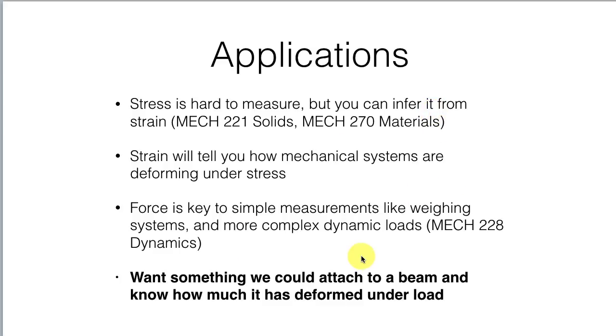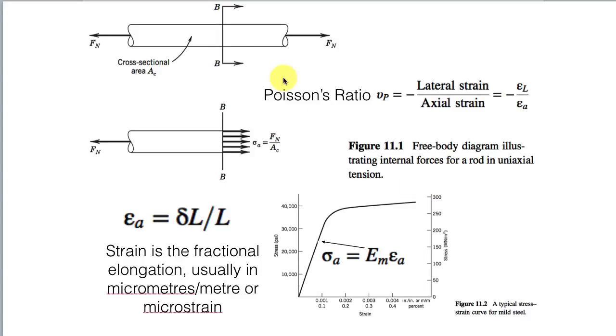And this approach is widely used in load cells to measure forces where we really want to know what's going on in dynamic systems. So we saw before that if we stretch a beam, it'll get longer, it'll get narrower by Poisson's ratio, and the strain is the fractional elongation. So we're measuring the change in length per unit length of the material that we're interested in.